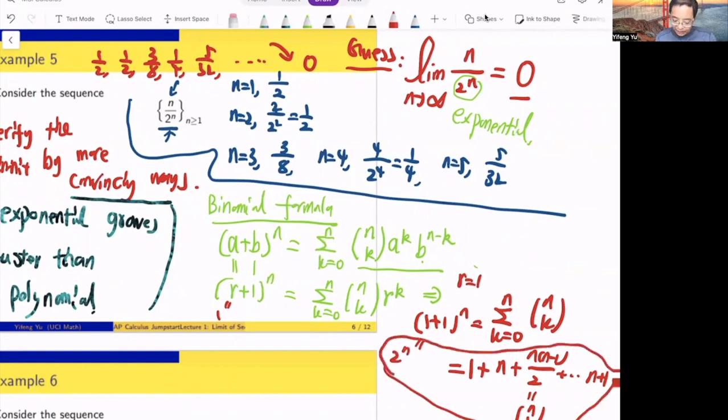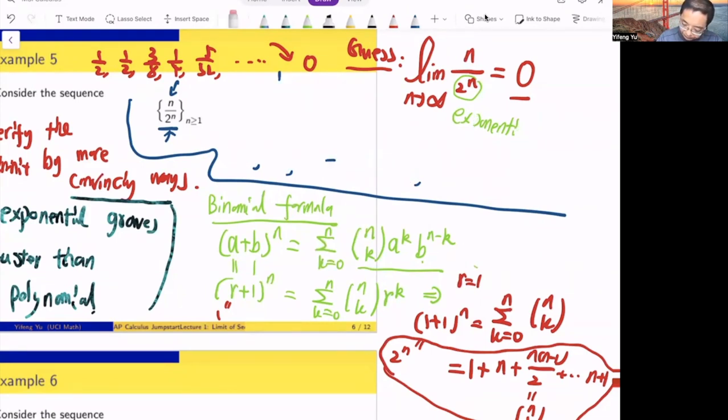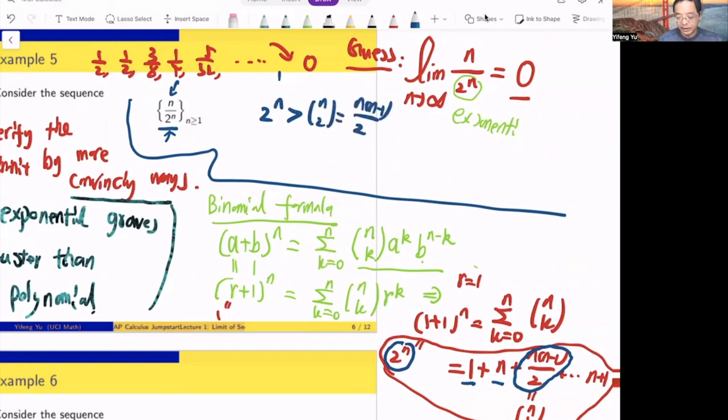Now, when we look at this, okay, from here, what can we get? Well, in particular, from here, let me erase those things. If I just look at two to the n, here we have many terms, one and n. Let's just choose the third one, n times n minus one over two, which is n choose two. Okay, so what I have is that two to the n is bigger than n choose two, which is n times n minus one over two, right? Okay, now why is this useful?